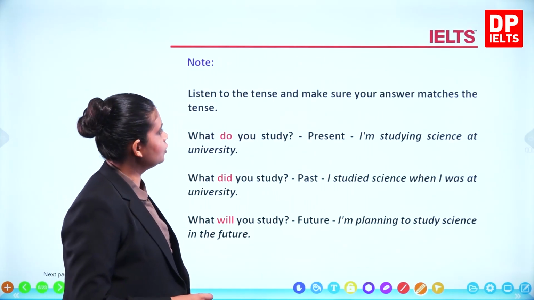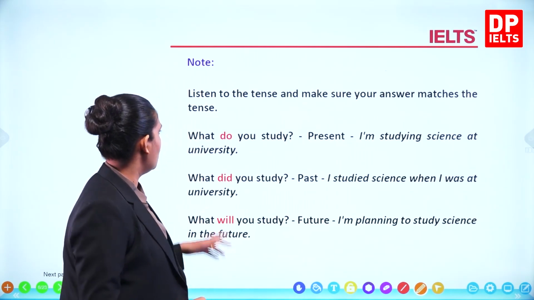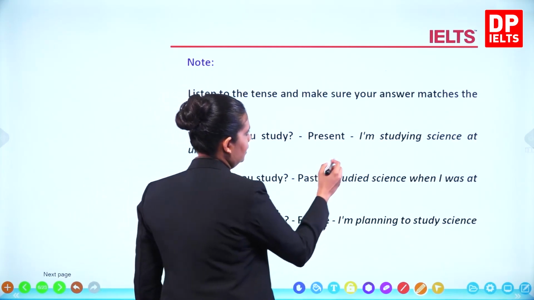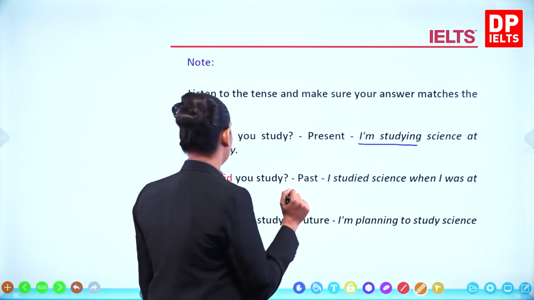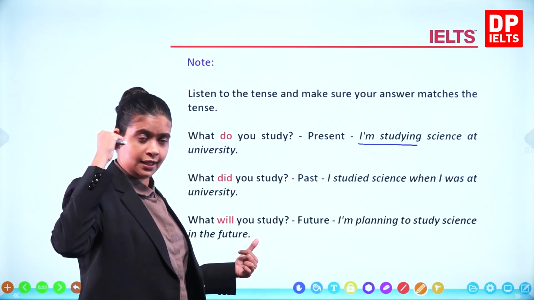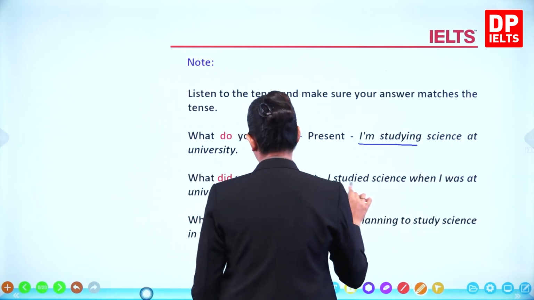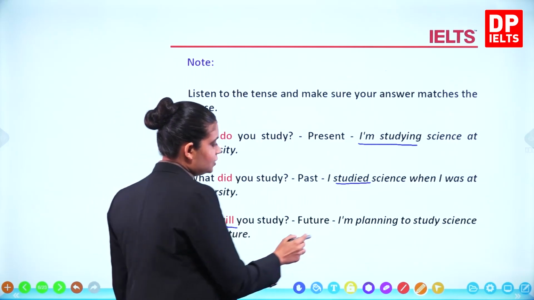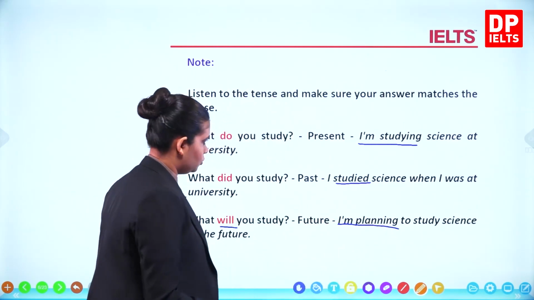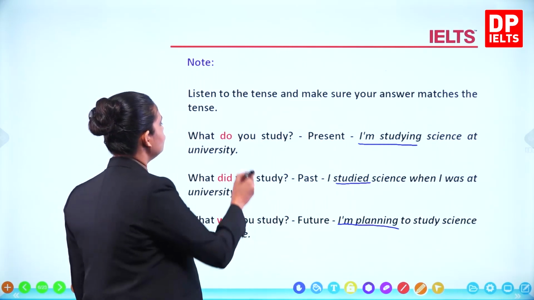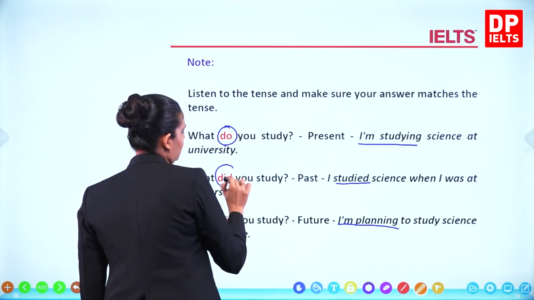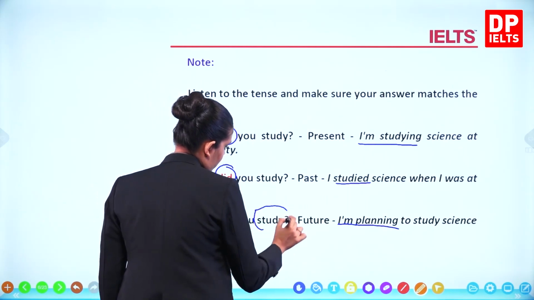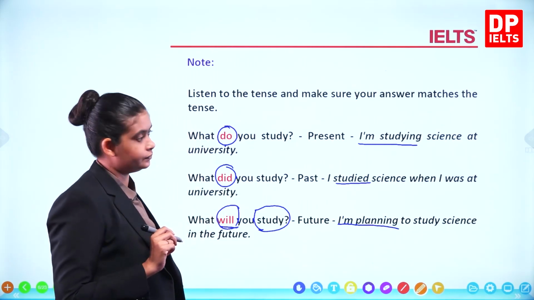Listen to the tense and make sure your answer matches the tense. What do you study? Present. Okay, what do you study? I'm studying science at the university. What did you study? I studied science when I was at university. What will you study? I'm planning to study science in the future. Can you see the difference? Do is present, did is past, will study is future. Okay?